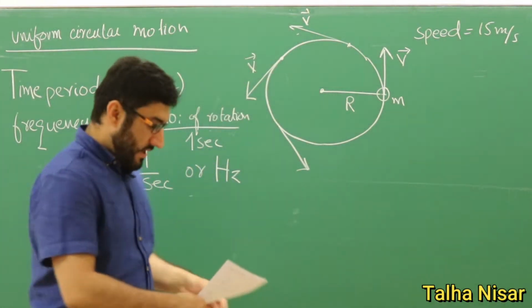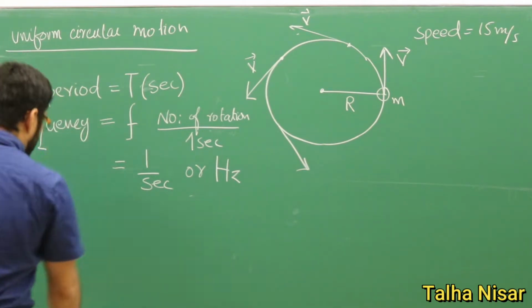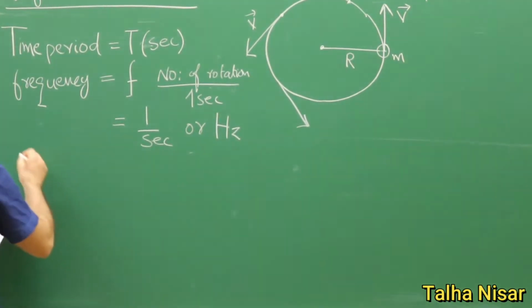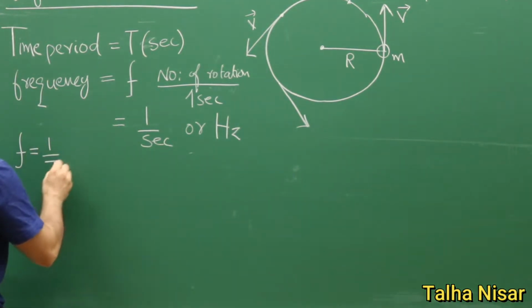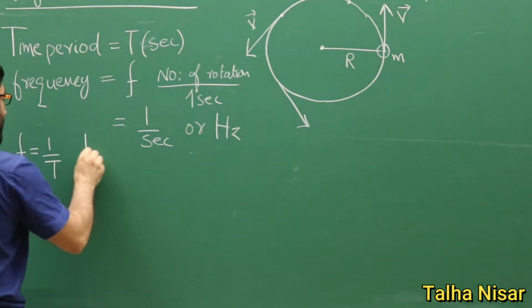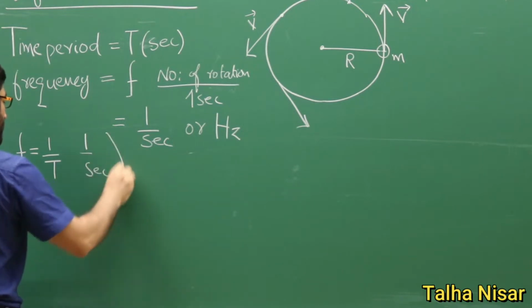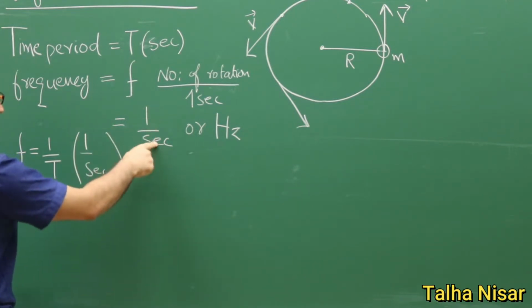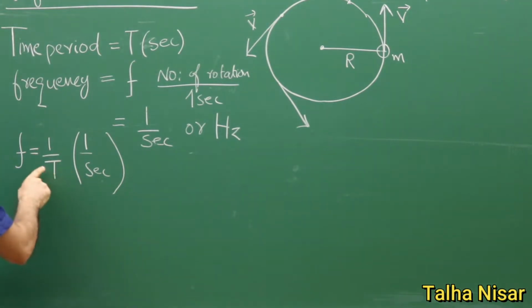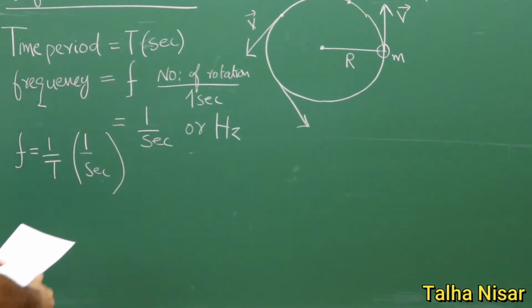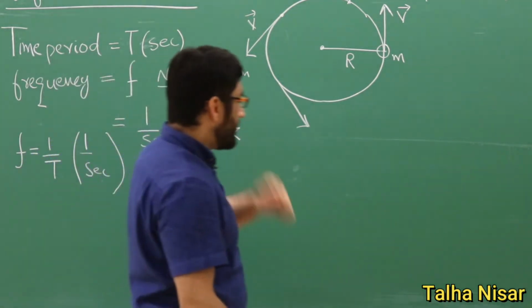And then the relation between the frequency and the period is an inverse relation. Again we can see here, frequency has a unit of 1 over second, and we have 1 over T here, and this is the time period.